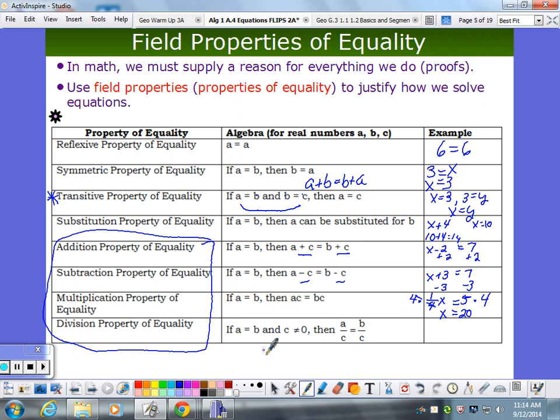And then the division property of equality. Now this one has a little extra stuff. I'll talk about that in a second. But you can divide both sides of an equation by the same thing as long as it's not 0. Remind me to go back to that.